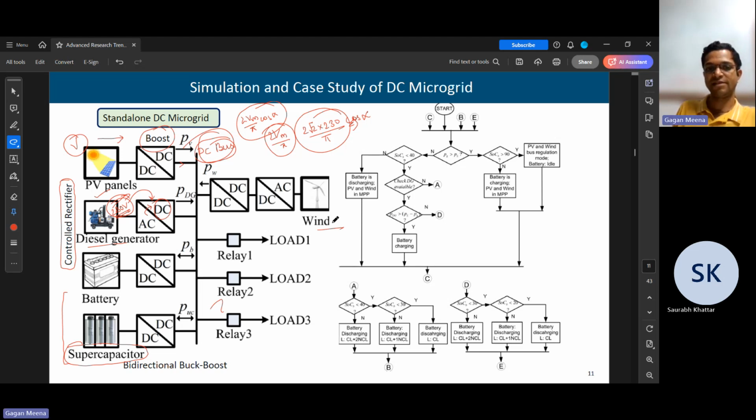Similarly, here we have this wind. It is converted into DC, and then here we have a controlled rectifier.